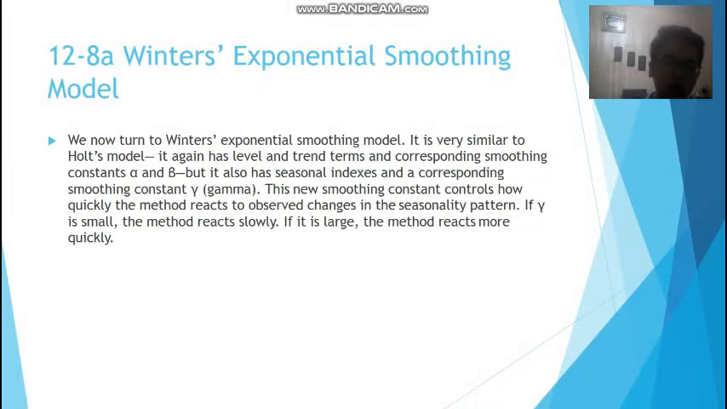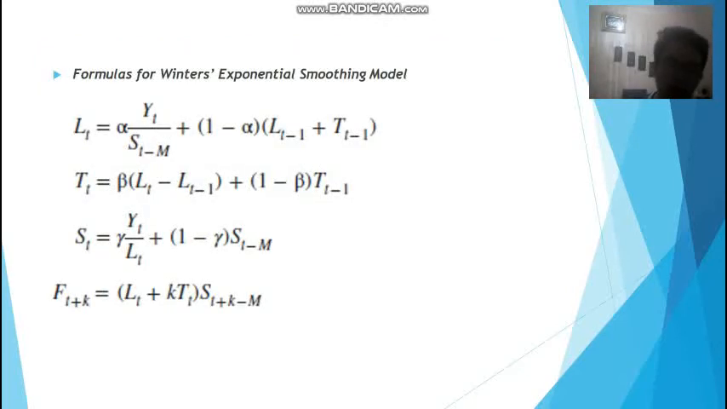12.8a Winters' exponential smoothing model. We now turn to Winters' exponential smoothing model. It is very similar to Holt's model. It again has level and trend terms and corresponding smoothing constants alpha and beta, but it also has seasonal indexes and a corresponding smoothing constant gamma. This new smoothing constant controls how quickly the method reacts to observed changes in the seasonal pattern. If gamma is small, the method reacts slowly. If it's large, the method reacts more quickly. That is the formula for Winters' exponential smoothing model.